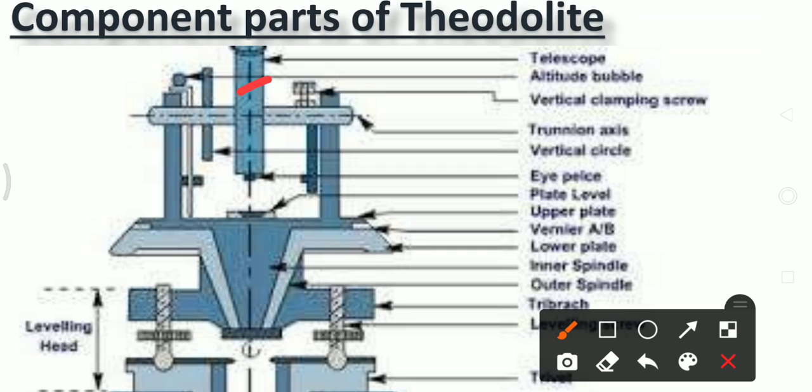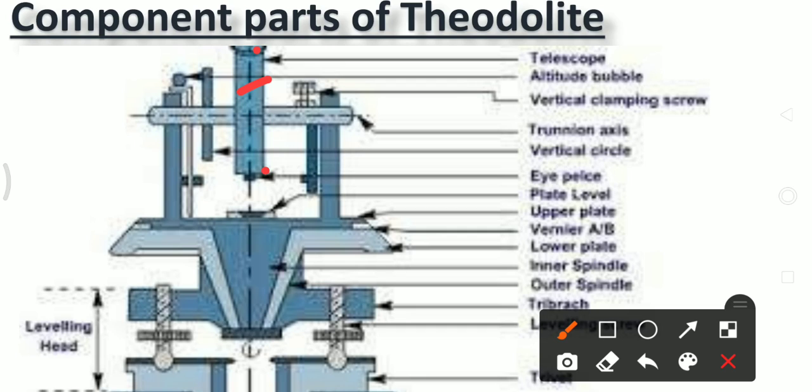The function of this telescope is bisecting the object for measurement of horizontal angle and vertical angle. This longitudinal part of the theodolite is called the telescope. The telescope has two vanes for bisecting the object. One vane is called the eyepiece and the other is called the object vane. With the help of the eyepiece and object vane we can easily bisect the object.